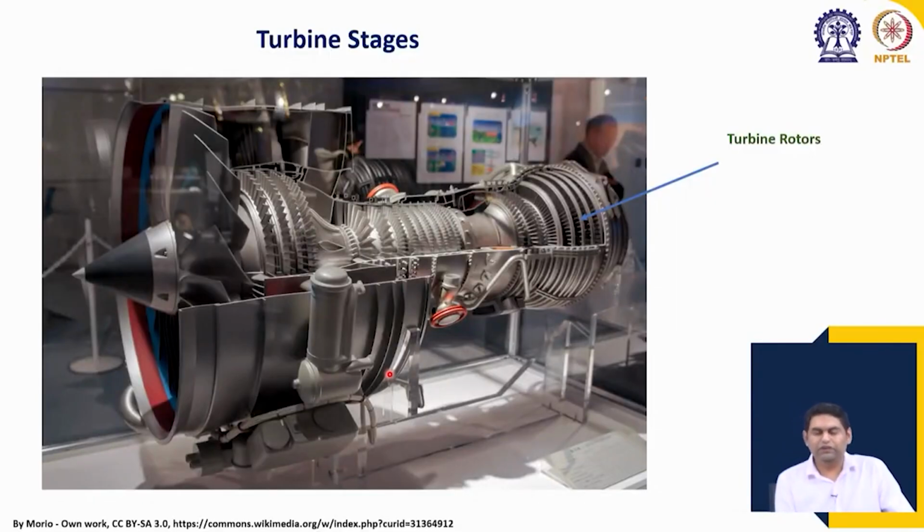Then finally, we have the turbine stages. The turbine stages we have already seen in one of the initial slides, look similar to the compressor stages, but work in the opposite fashion. So, the turbine stages are pushed by the combustion products, and as a result they move and rotate the shaft.